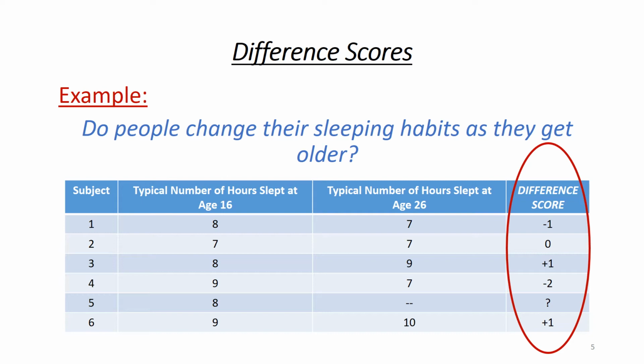Person 2 is sleeping roughly the same, so there's no difference. Person number 3 is sleeping an hour more each night, and so forth. You'll notice once again that for person 5, because we don't have measurements at both time points, we can't compute a difference score for person 5. So we would actually have to remove them from our study.